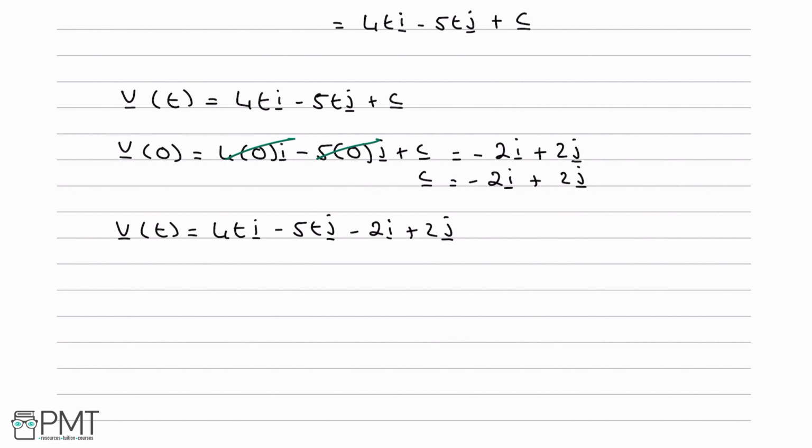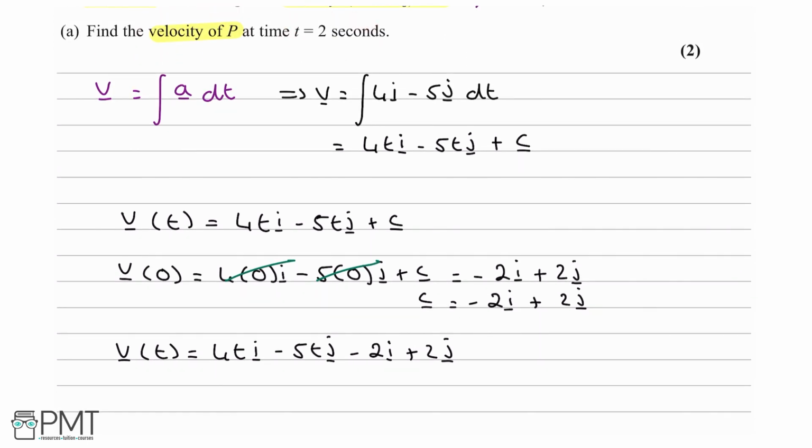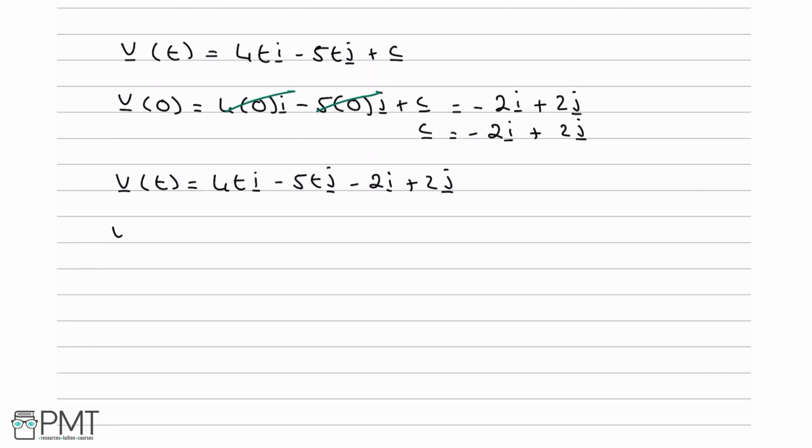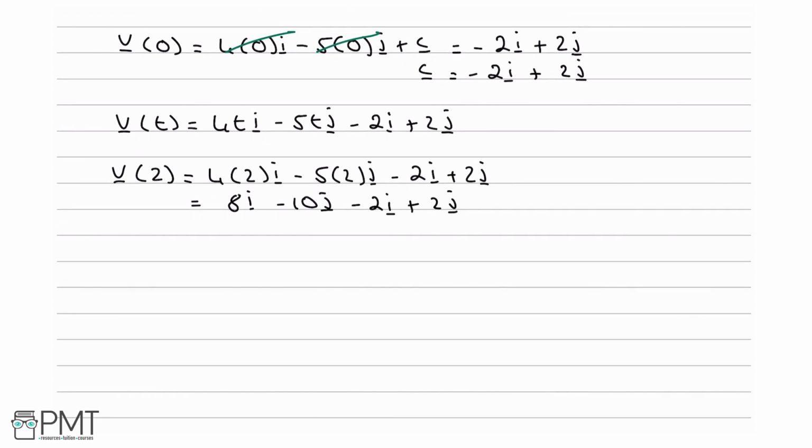The next thing I'm going to do is plug in and find the velocity when t equals 2 seconds, as we have been asked to find here. So our velocity at a time of 2 equals 4 times 2 times i minus 5 times 2 times j minus 2i plus 2j. This equals 8i minus 10j minus 2i plus 2j. And then finally, this will get us 6i, so we're doing 8i minus 2i, and then we have minus 10j plus 2j, which is minus 8j.